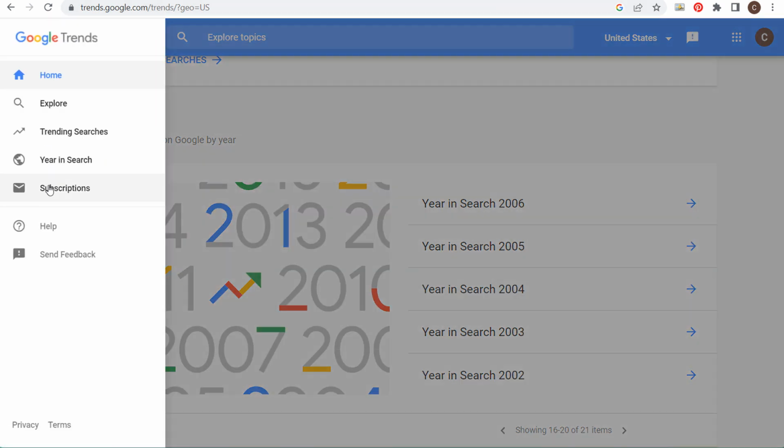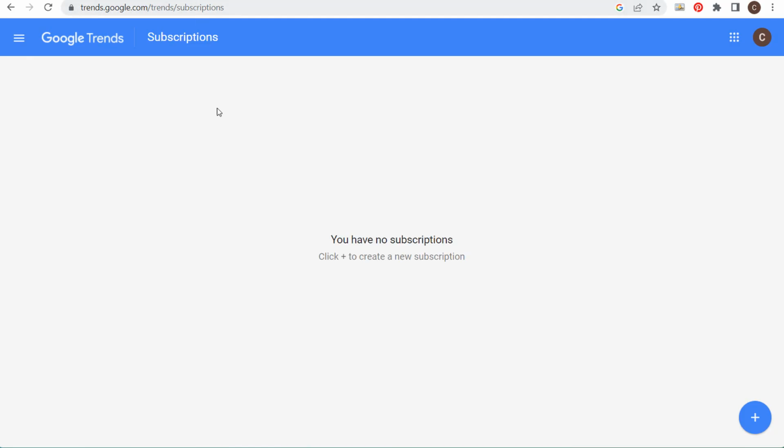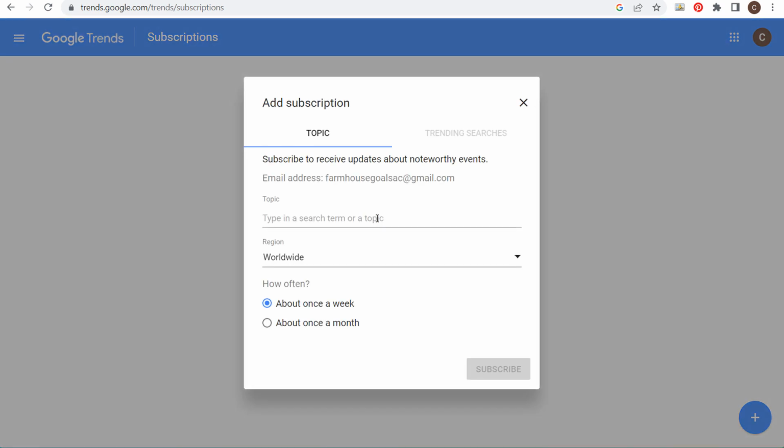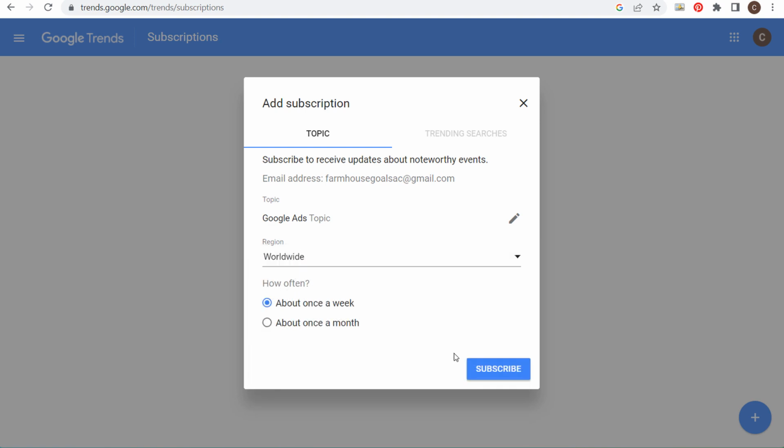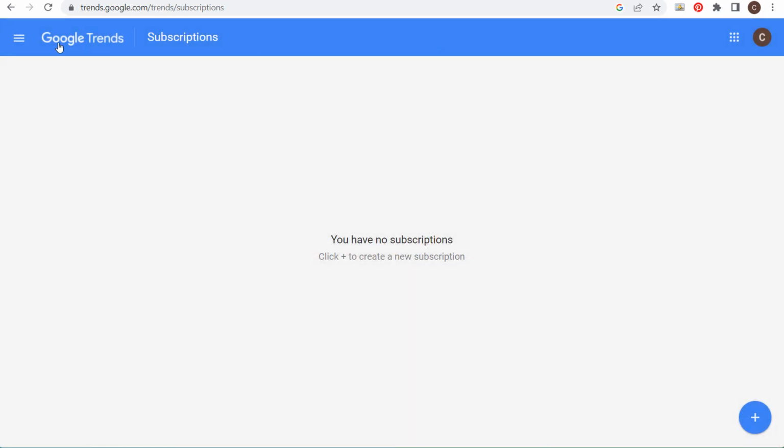Now, the one final thing with Google Trends is you can sign up for subscriptions. So if you come to the subscriptions page, click on the plus sign. Let's say I want a subscription to Google Ads, the topic of Google Ads. Let's say we'll just use worldwide, and let's say once a week, click on subscribe, and I'm going to get an email once a week about any trending topics related to Google Ads. So we're going to find out a little bit more information if we can sign up for some of these subscriptions, but hopefully this is helpful.